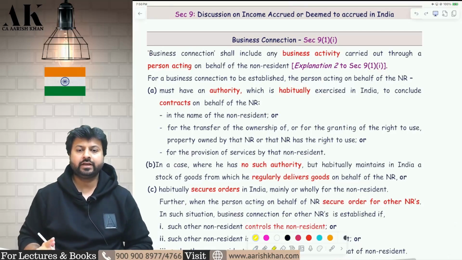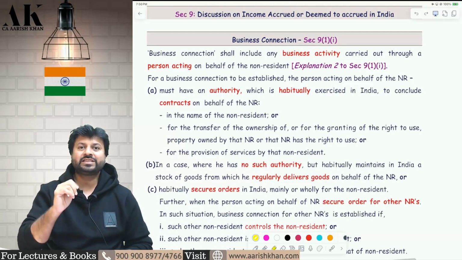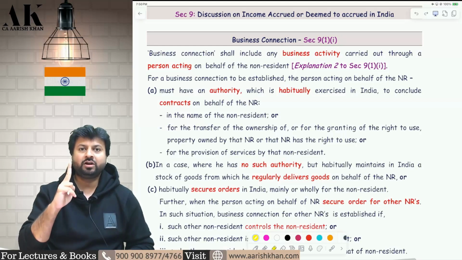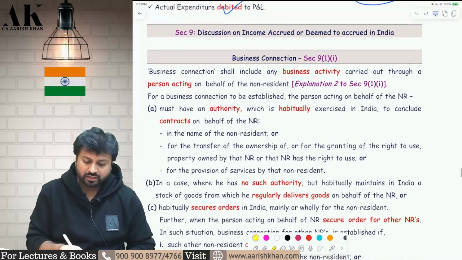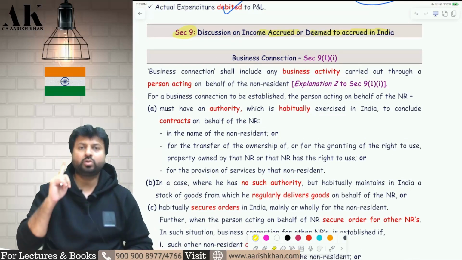Now let's go ahead with the next part, the discussion which we left at the beginning of the chapter: which incomes are taxable in India for a non-resident. Only income which is accrued in India, or received in India, or deemed to be received in India. These three terms we understood at the beginning, and the fourth term is income which is deemed to accrue or arise in India. So now we are going to learn what I mean by income deemed to accrue or arise in India.